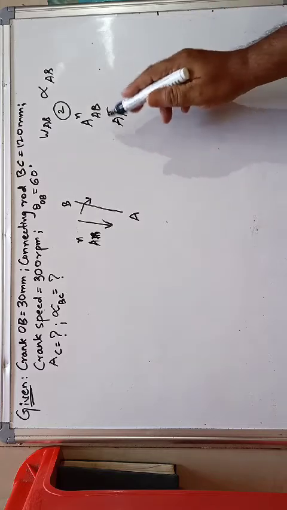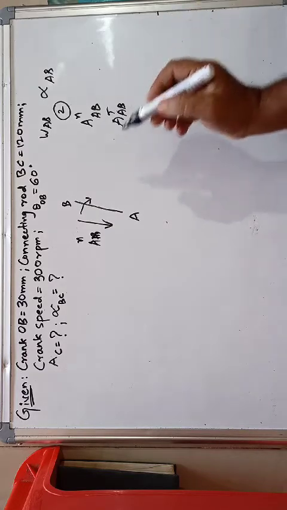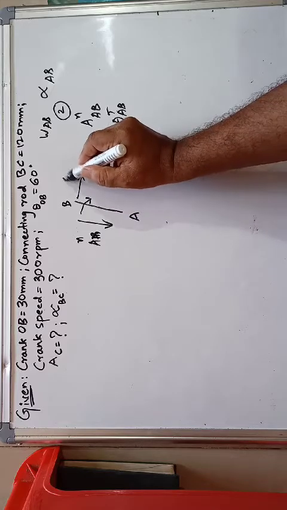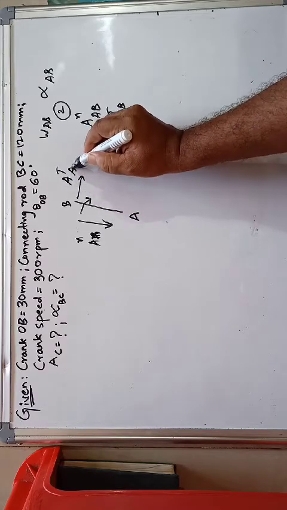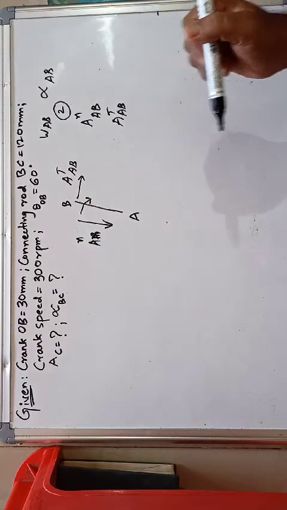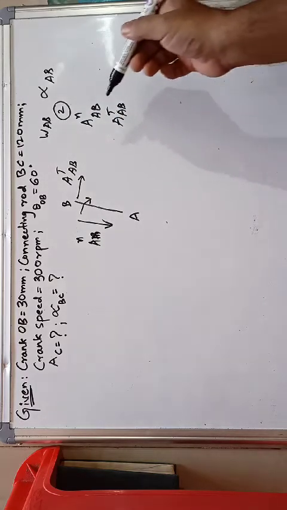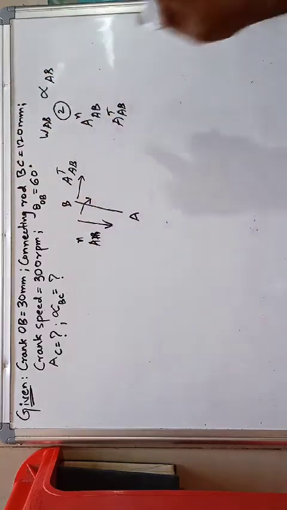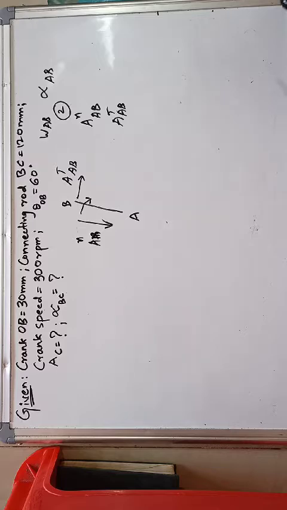Similarly, the tangential component ATAB acts in which direction? It acts in a direction perpendicular to the link. So ATAB is the tangential component for the link AB. This is how the directions are placed. The normal component acts in a direction parallel to the link. The tangential component acts in a direction perpendicular to the link. This is a very important thing that we are supposed to know.